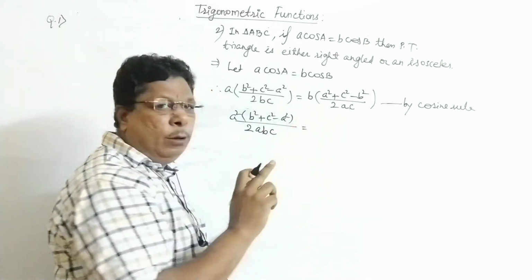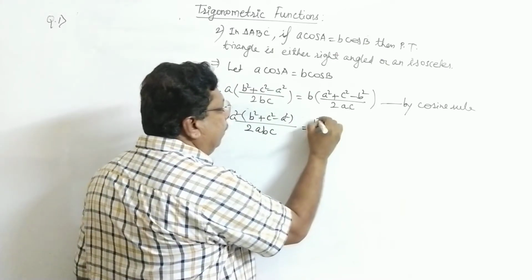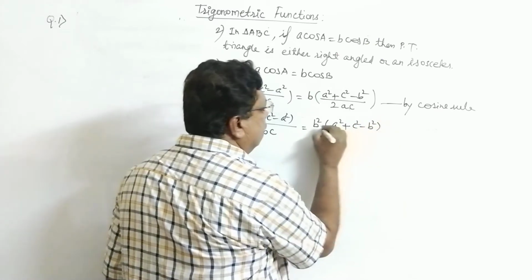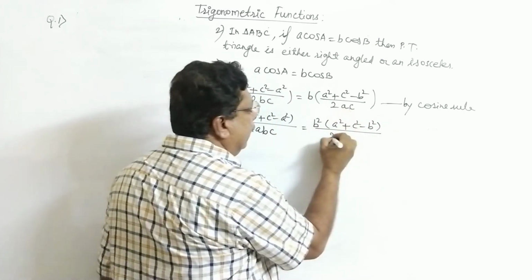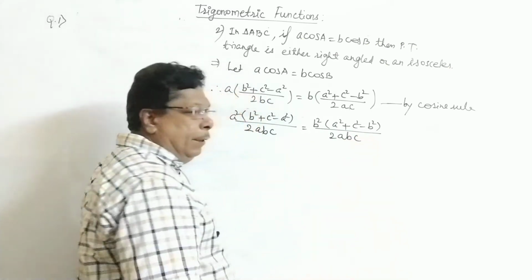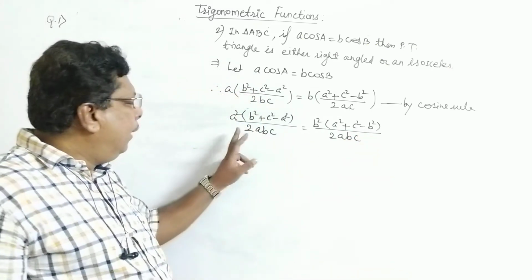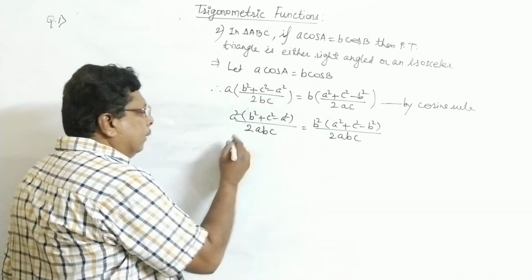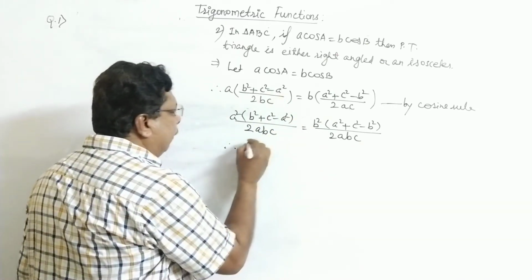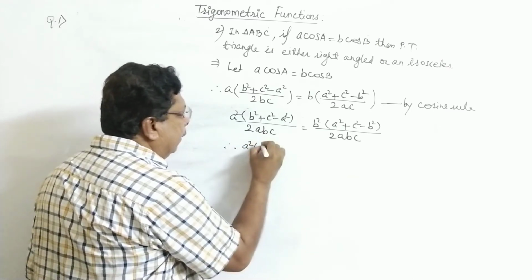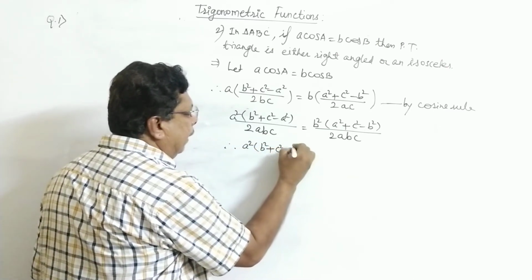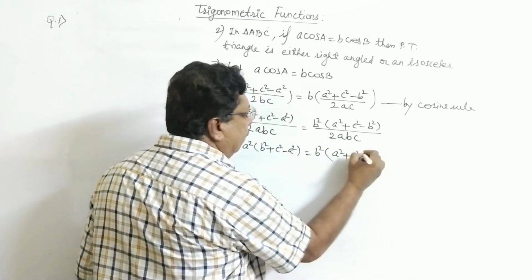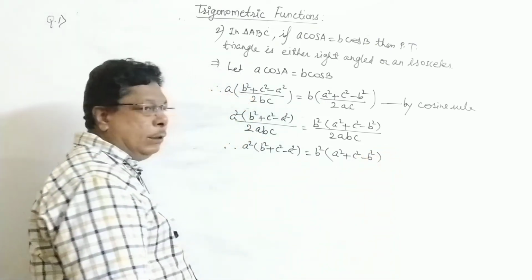Multiply numerator and denominator by B. B into B square in bracket A square plus C square minus B square. Here also multiply by B, it becomes 2ABC. Now the denominators of both are the same, 2ABC. Remove the denominator and take the equality of numerators: A square into B square plus C square minus A square equals B square into A square plus C square minus B square.